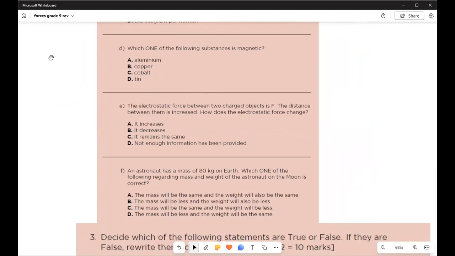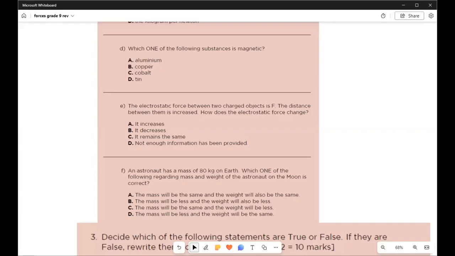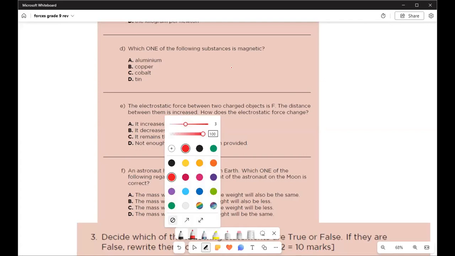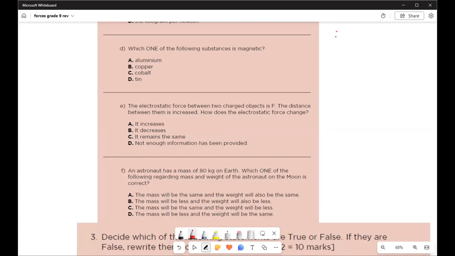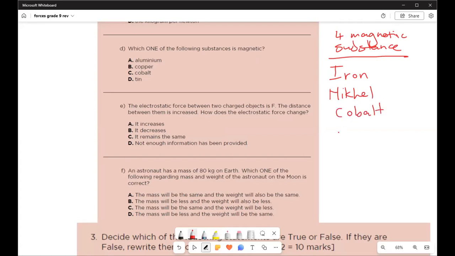Which one of the following substances is magnetic? Here are well-known magnetic substances, right? So before I answer this question, let me just write all four well-known magnetic substances. The first one, the most common one, is iron. And then we have nickel. We have cobalt. And then we have neodymium.